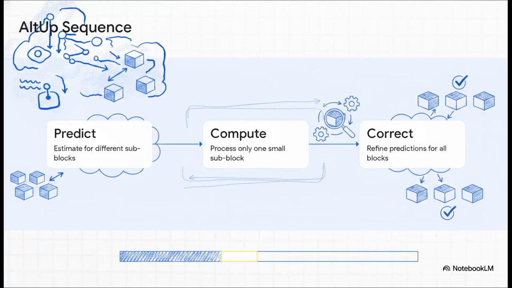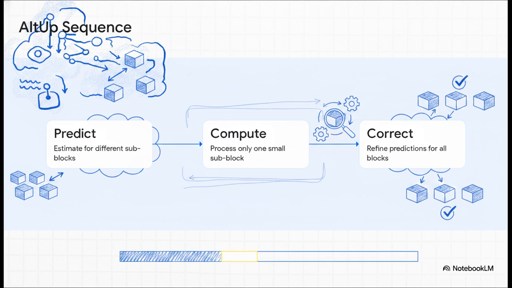Okay, so we've shrunk the model size and we've hidden the memory. But what about the raw processing power you need to actually run the math? That brings us to alternating updates, or AltUp for short. Normally, if you want to make an AI smarter by expanding its dimensional width, you have to compute that entire width in every single layer. It's a massive drag. But AltUp kind of cheats the system using a brilliant three-step sequence.